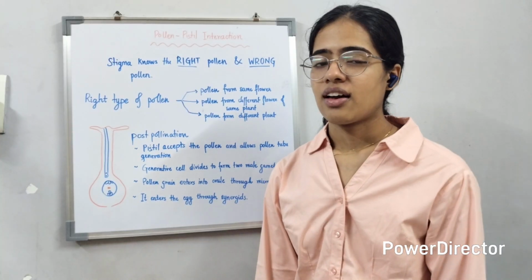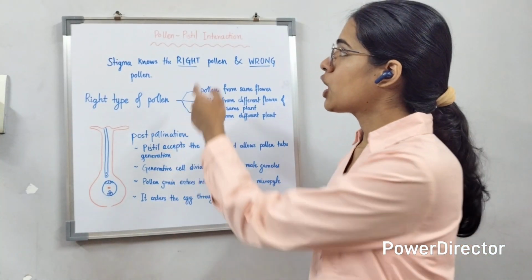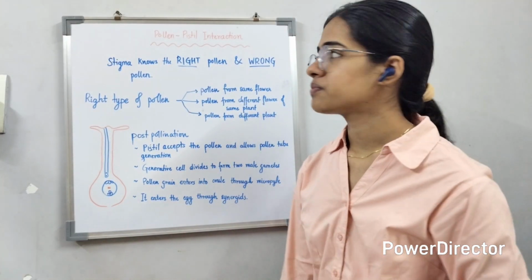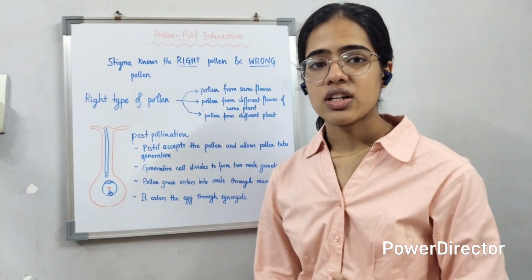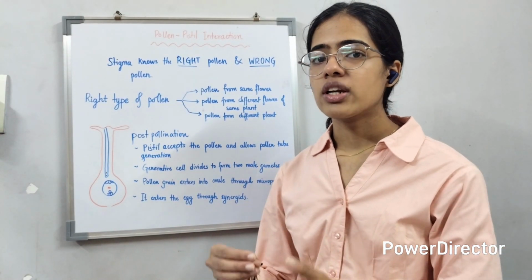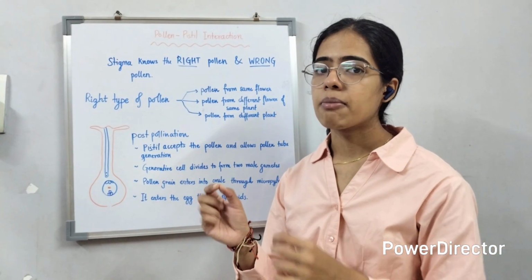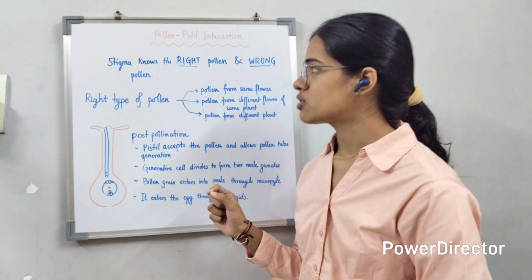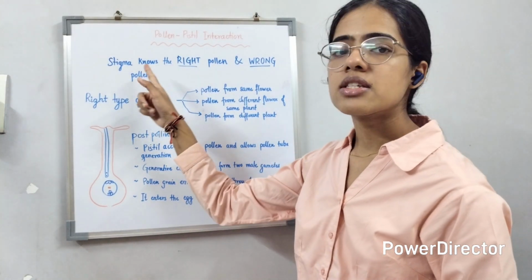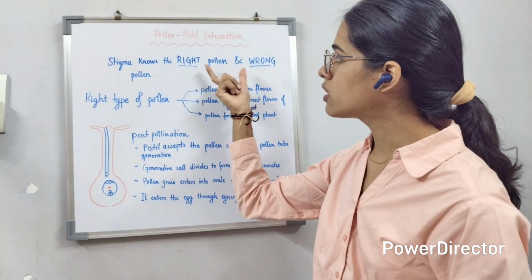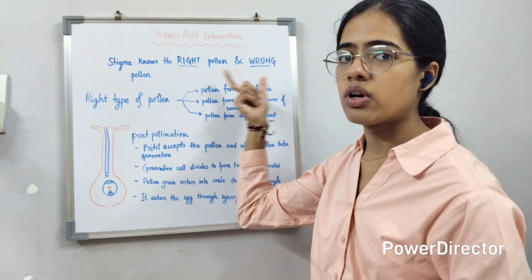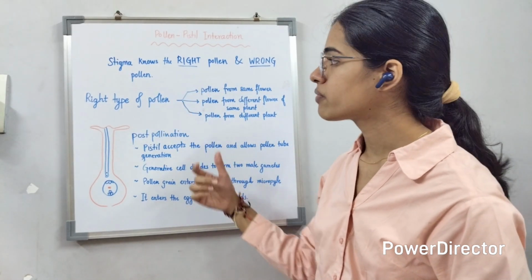I'm Sri Lakshmi, and today I'll be explaining the topic pollen-pistil interaction. So, the pollination has already occurred. The pollen grains have now reached the stigma of the pistil. The stigma of the pistil knows which is the right pollen and which is the wrong pollen for the flower.